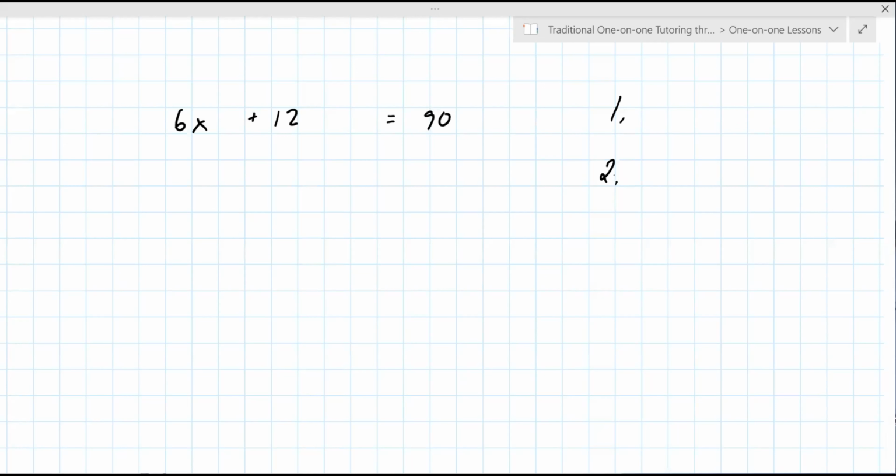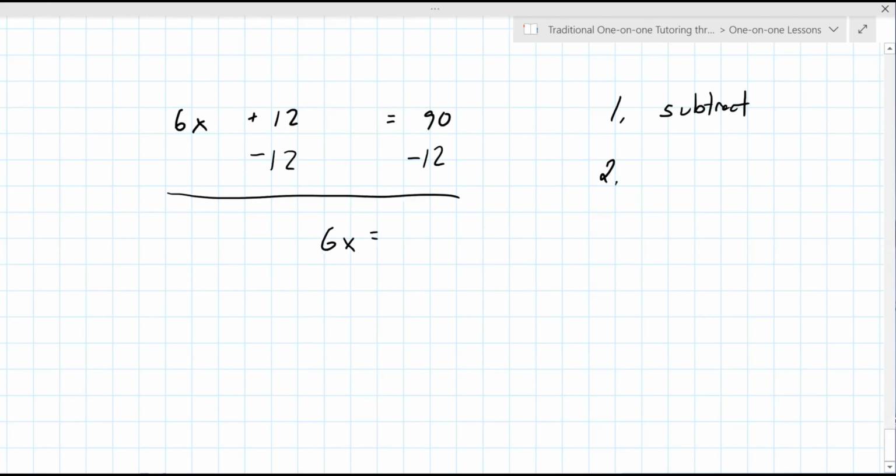Okay, 6x plus 12 is going to be subtraction. Okay, so the first thing you do is subtract. What are you going to subtract from both sides of the equation? 12. Okay, very good. So on the left, it's 6x equals, what is 90 minus 12? 90 minus 12. 78.